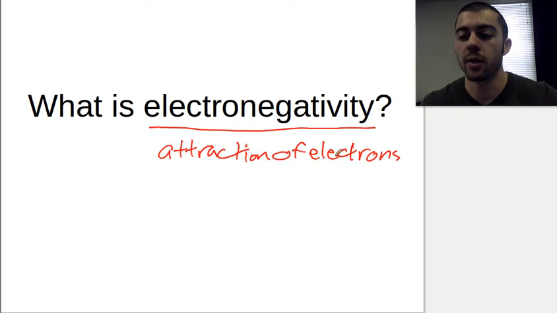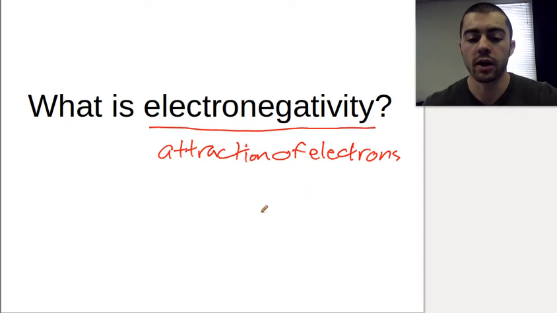If we have, remember the octet rule, if we have an element that's really close to having an octet, like fluorine, and it has one electron to gain, it's going to really want to gain that electron to fill its octet. Whereas if we have an element like sodium, which only has one electron, it wants to lose an electron really badly to get that octet. So it's going to have a low electronegativity. So things that want electrons near them are going to have a high electronegativity, and things that want electrons away from them are going to have a low electronegativity.